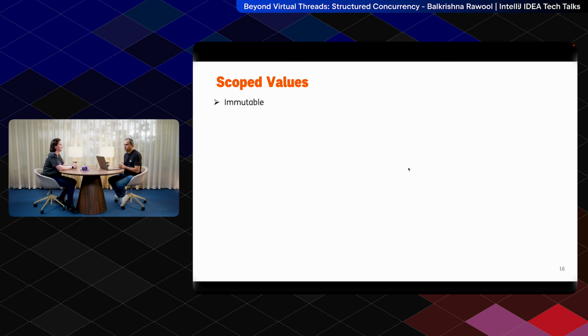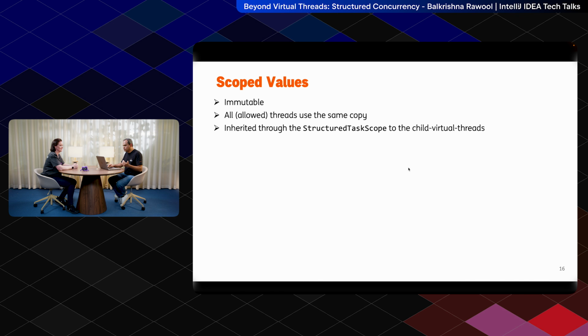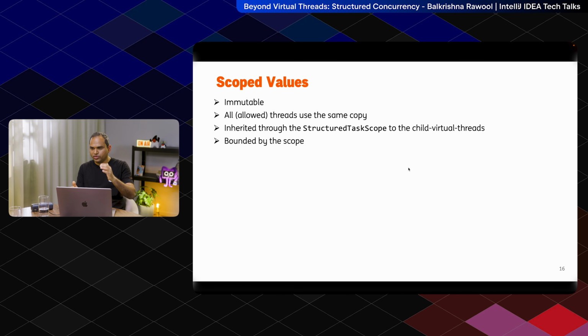So we can use virtual threads. We can use scope value API because it's final. Structured concurrency, if you're okay with preview, you can also use it. So scope values are immutable, so the immutability problem is not there. All threads use the same copy, so that expensive inheritance is not there, and they are inherited through structured task scope to the child virtual threads. We will see that in the demo. And they are bounded by scope, so the unbounded lifetime problem is not there.